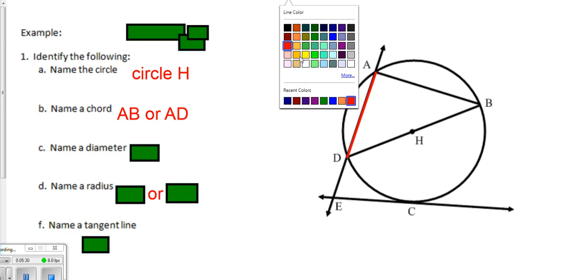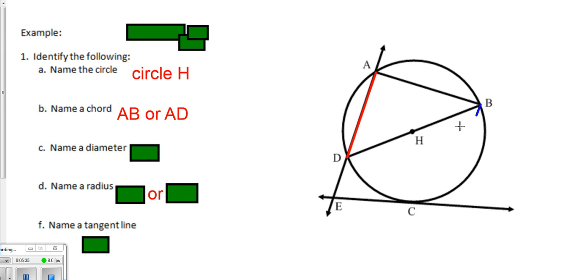Name the diameter. I'm going to do that one with light blue here. Diameter is the chord that goes through the center. There's only one diameter drawn on here, and that one would be BD. From here to here, that is the diameter.